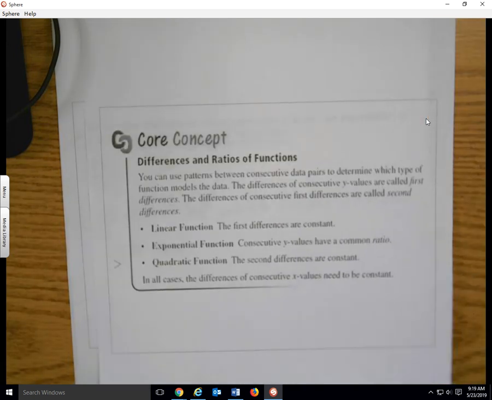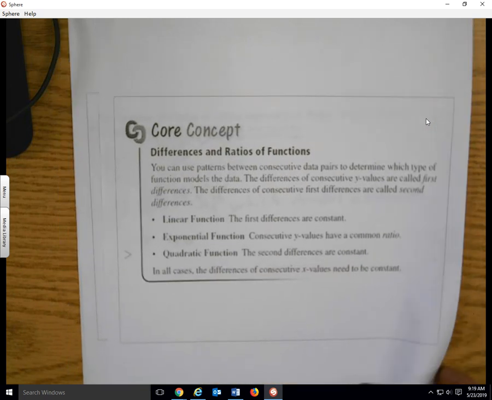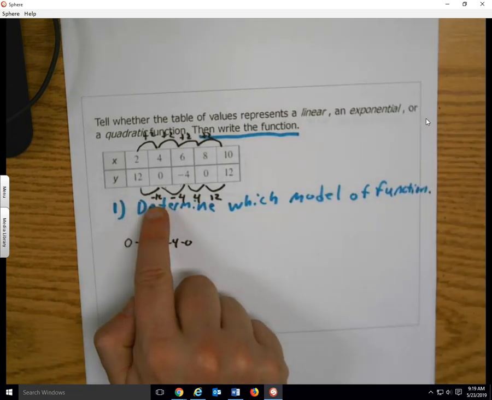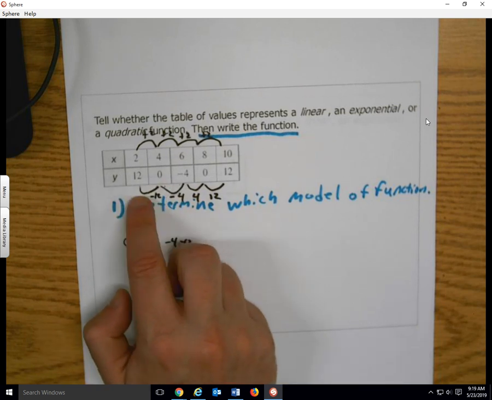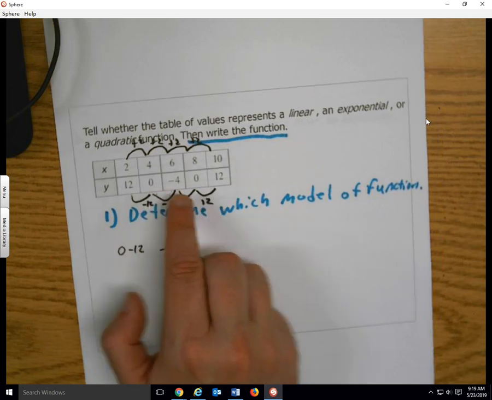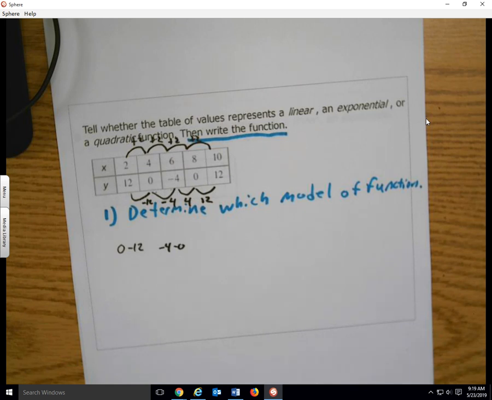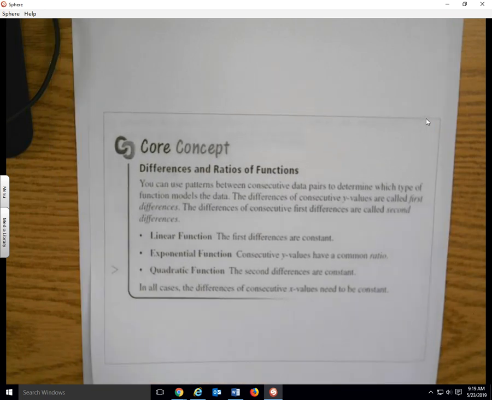Now, for it to be exponential, it would have to have a common ratio. In other words, it would have to be multiplied or divided by the same number each time. Well, that doesn't appear to be the case here, right? Because 12 times what would be 0? Well, 12 times 0 would be 0. But if you keep multiplying each number by 0, you wouldn't have a negative 4, or 0, and a 12. So it can't be exponential. So it looks like it has to be quadratic, or it's some sort of trick question.